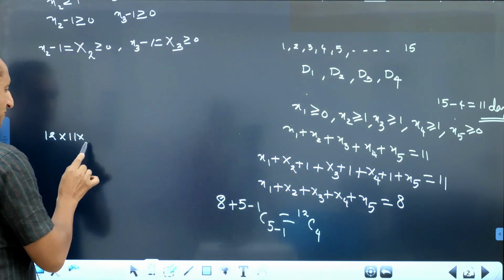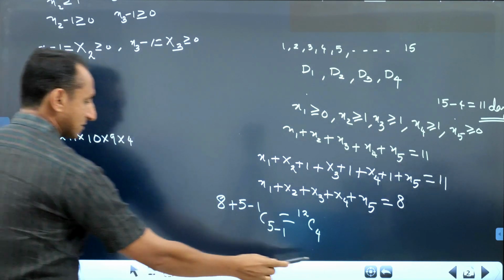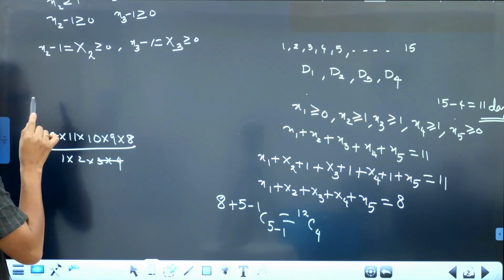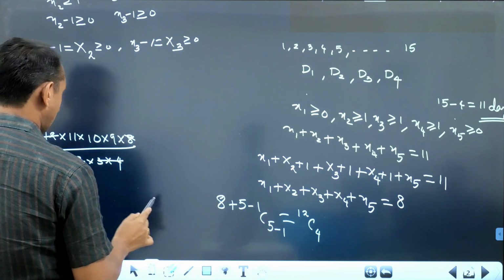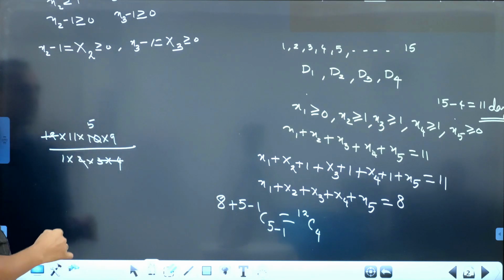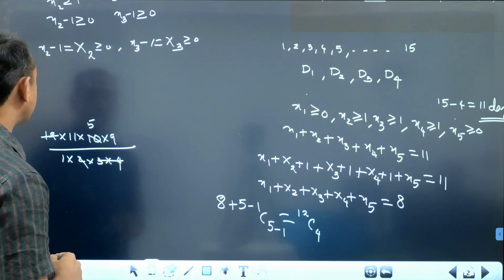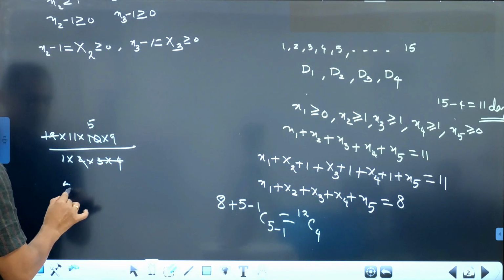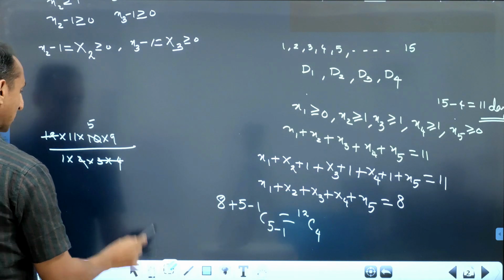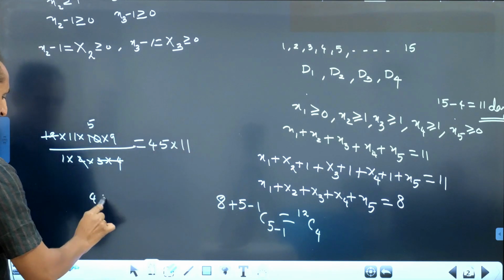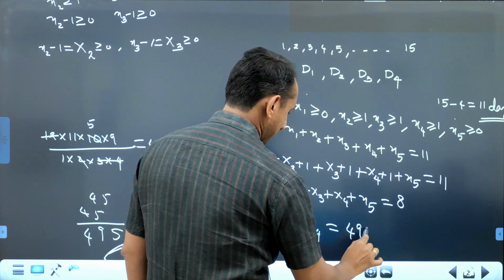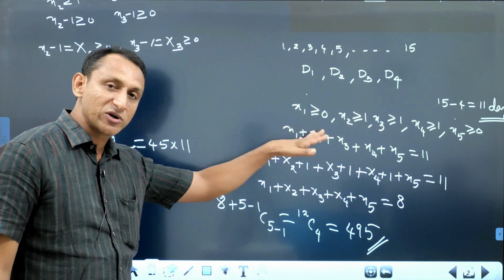12 into 11 into 10 into 9 by 1 into 2 into 3 into 4. 3 into 4 is 12, 12 cancels. 12 C4 goes up to 9 only. 2 into 5 is 10, so the answer becomes 55 into 9, or simply 45 into 11, that is 495. So the answer is 495. This is one way to solve this problem.